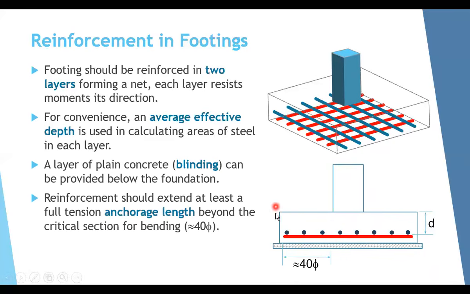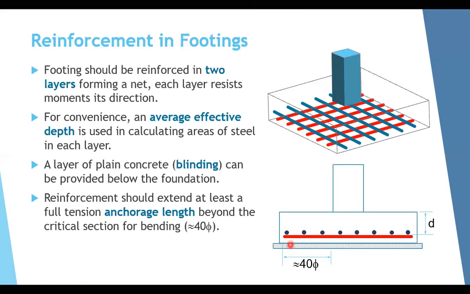Okay. The last thing here is that this distance from the critical moment section, which is at the face of the column, until the end of the steel reinforcement, should be at least equal to the full tension anchorage length behind this critical cross section. So this distance here should be at least about 40 times the bar diameter. If you have a bar diameter of, let's say, 20 millimeters, at least it will be 40 times the bar diameter, so 800 millimeters.